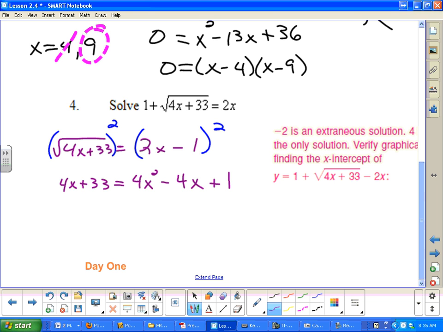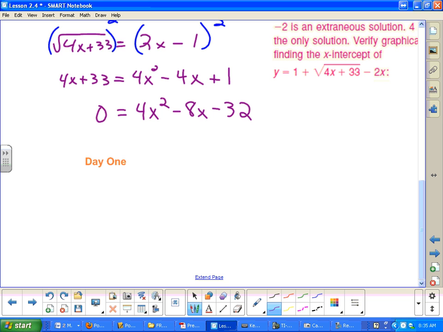Okay. So we're going to subtract 4x and subtract 33. So we get 0 equals 4x squared. Negative 4x minus 4x is negative 8x. And 1 minus 33 is negative 32. Find your mistake then, Rachel?